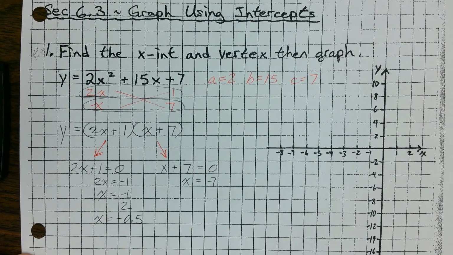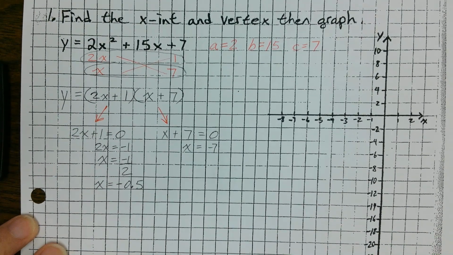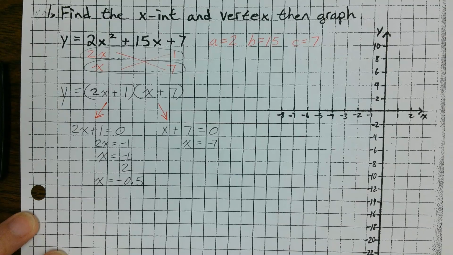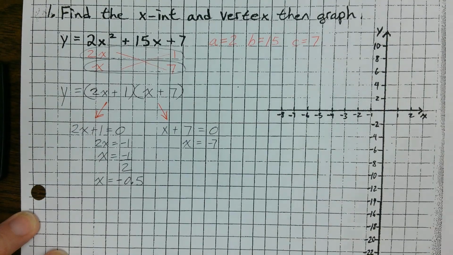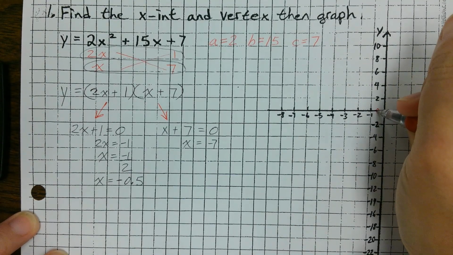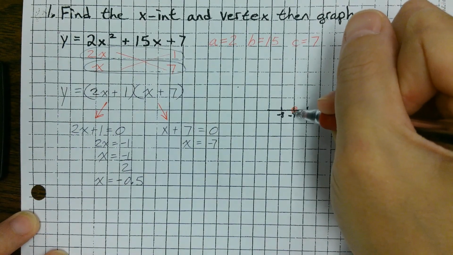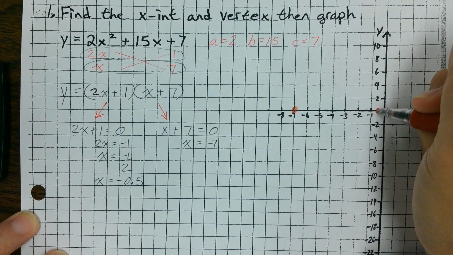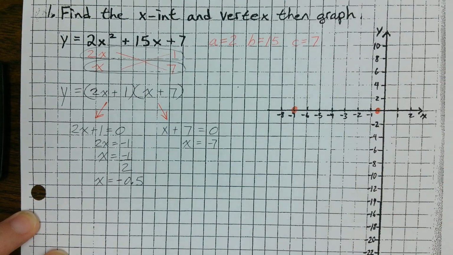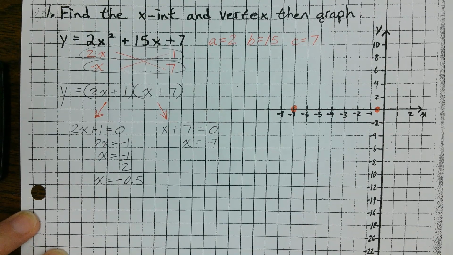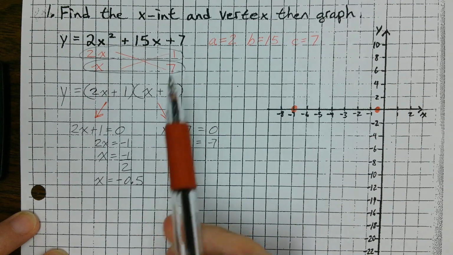So what did we just find? Nikki? The x-intercepts. So -0.5, which is right here, and -7, which is right here. So we found our two x-intercepts. Okay. Now I need to find the vertex. Right? What's one way to find the vertex? Eagle? Complete the square. Good.